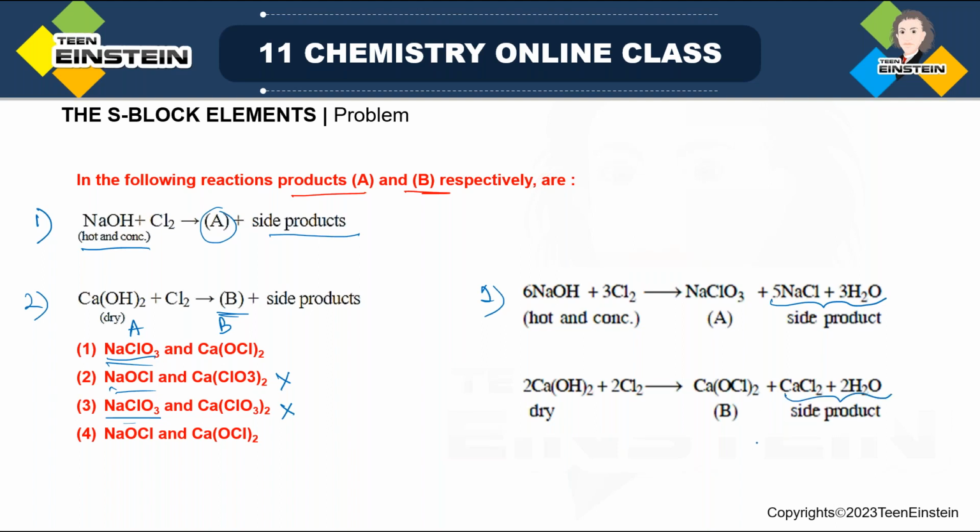And here this will be treated as a side product, because if you consider sodium chloride as the main product for reaction 1, sodium chloride is not present in options 1, 2, 3, 4. And if you consider calcium chloride as the main product, that is, CaCl2 as B, that is also not present in the options. So that is why the focus is on NaClO3 and CaOCl2, because those are the only ones mentioned here. So NaClO3, CaOCl2, option 1 is matching. So this will be the correct answer.